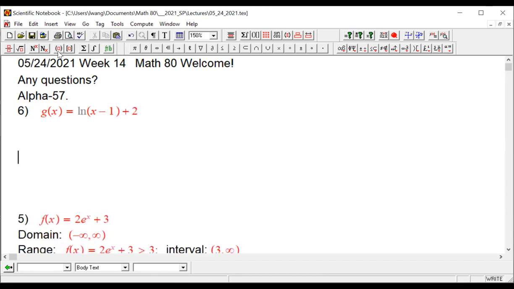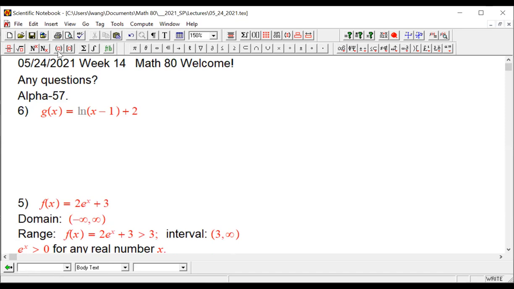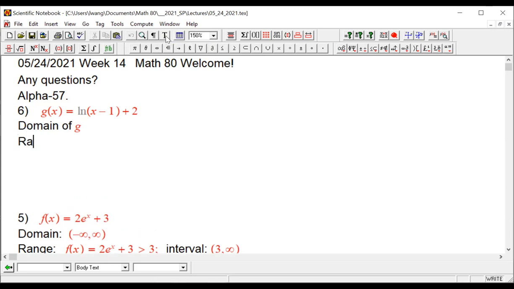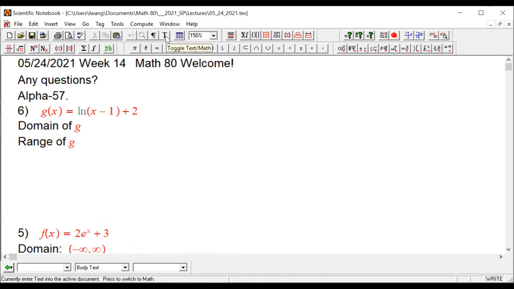You guys want to try this? I'm going to give you a couple minutes so you have a head start. Okay, I'm going to be a little behind you. So what you do is you're going to first determine the domain of G, range of G. And then we go ahead to find the inverse, right?